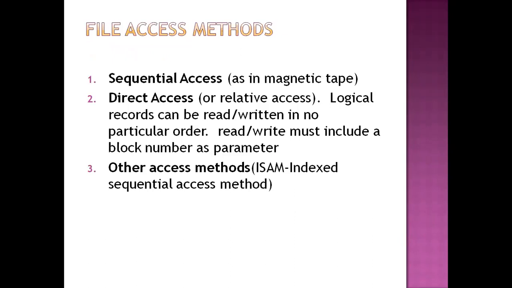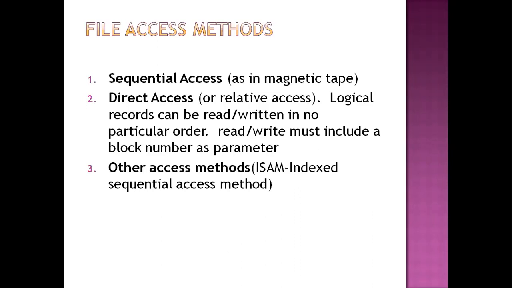Now we'll see file access methods, meaning how you'll access the data from a particular file. Let's see how this is accessed. We have three methods: sequential, direct, and other access methods like ISAM, the indexed sequential access method. Now let's see the first one: the sequential access method. This is applicable for secondary storage devices like magnetic tape.